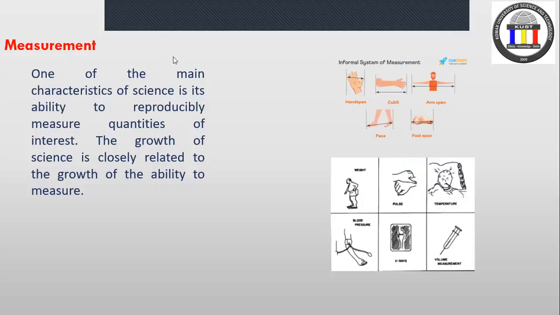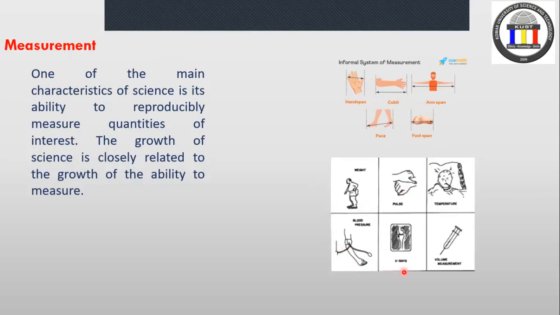Hello there, and welcome to the third part of our lecture, which is named measurements. Measurement is very important to understand one of the main characteristics of science, and that is to measure the quantities of interest. Measurement starts from using the hand span, or the foot span, or the arm span as well.